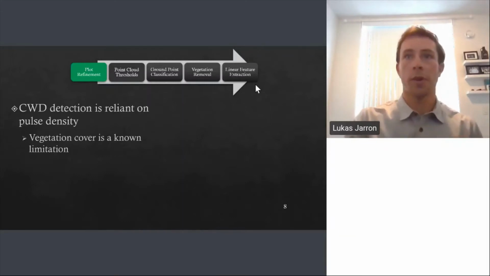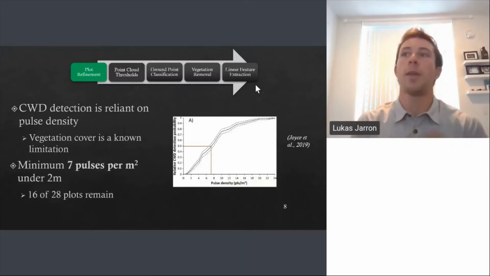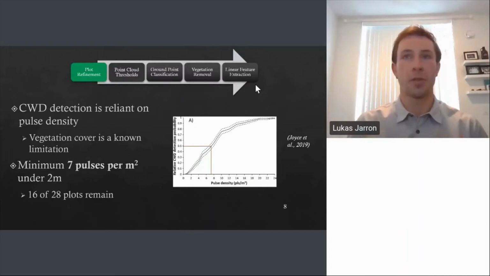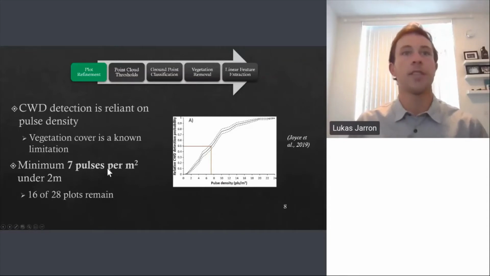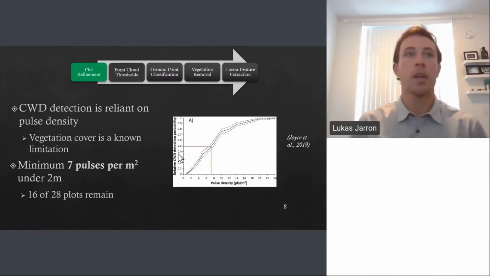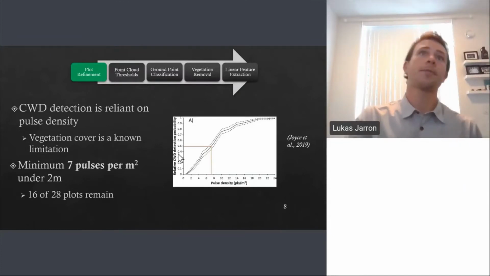My approach to surpassing this was based on a paper by Joyce et al. in 2019, who also looked at detecting coarse woody debris with ALS, but they did it by manually looking at a point cloud. They recommended a minimum pulse density of 7 pulses per meter squared, under 2 meters. This is because they found that they detected more than 50% of the logs at that pulse density. So I used this as my baseline. And this brought my original number of plots down from 28 to 16, but that still left plenty of logs.